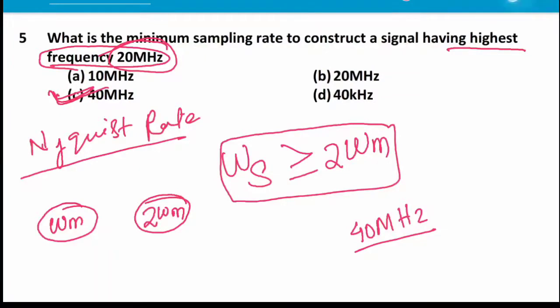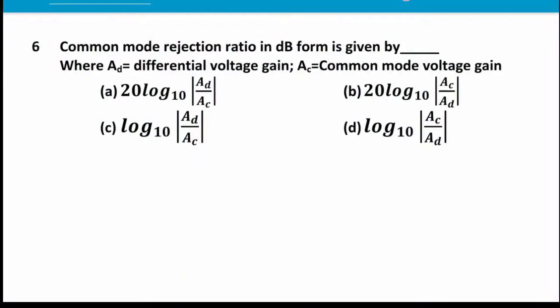Next question, common mode rejection ratio in decibel form is given by dash, where AD is the differential voltage gain, AC is the common mode voltage gain. So this is first thing, any term in decibel form is 20 log base 10 of the term. Here the term is CMRR, that is common mode rejection ratio. This is the term, and in decibel form always 20 log is used.